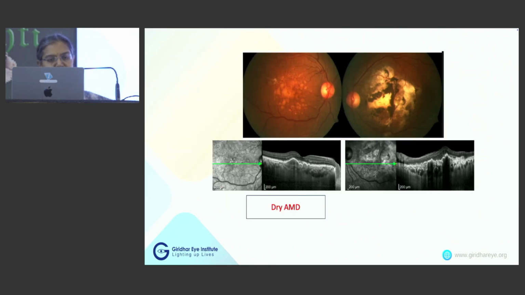This, as we can see, is a case of dry AMD in one eye and advanced AMD in the other eye of the same patient. Is there any way, from the time of dry AMD itself, that we can try to prevent this end stage? Yes, with OCT we can do it.